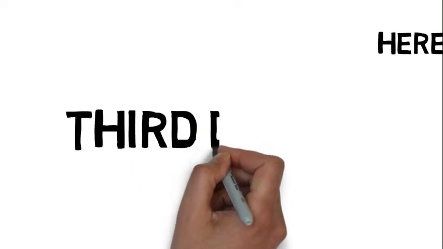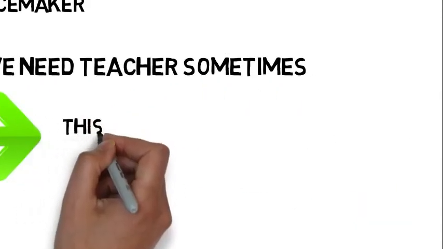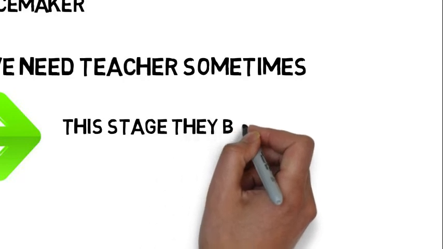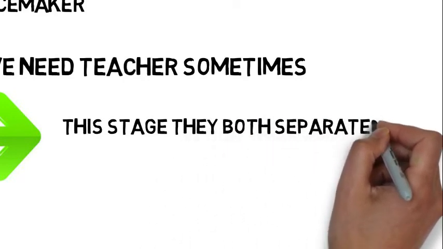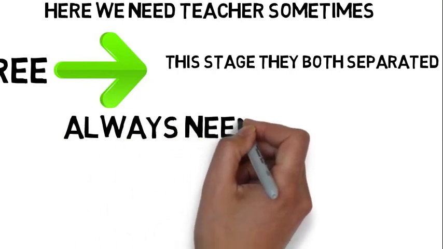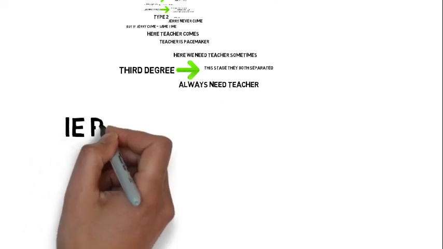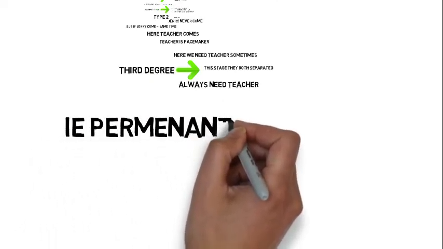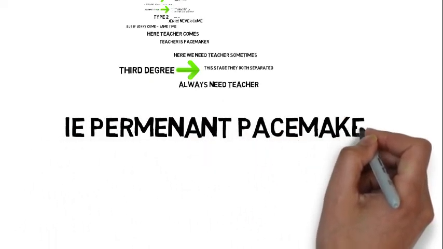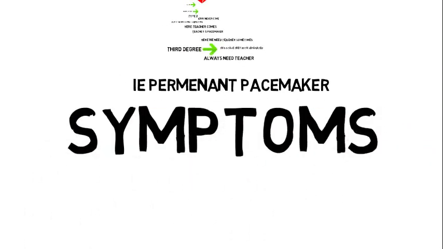Then we go to third degree heart block. In third degree heart block, Tom is waiting for Jerry, but Jerry never comes. That means they had a big fight and they are separated. There is no way for them to be together by themselves. So here we need the teacher all the time. That means we need a permanent pacemaker. So that is the solution. That's all about the types.